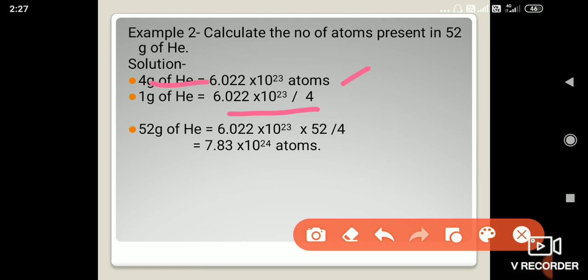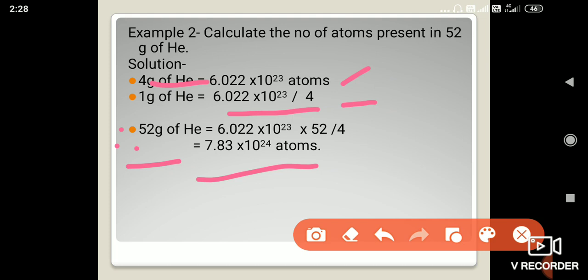You have studied this in maths, and even in chemistry we have studied dimensional analysis and the unit factor method. It is just the method which we are using. So 1 gram of helium atom will contain this, and therefore 52 gram of helium atom will contain that into 52, and when you solve, it will be 7.83 into 10 to the power 24 atoms.